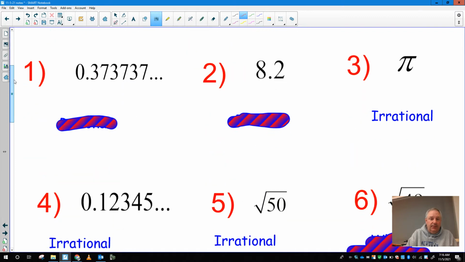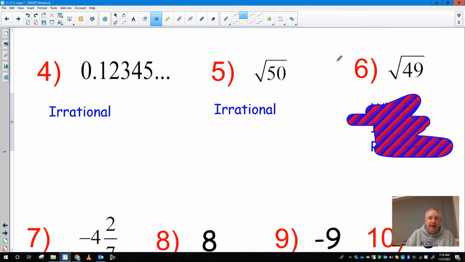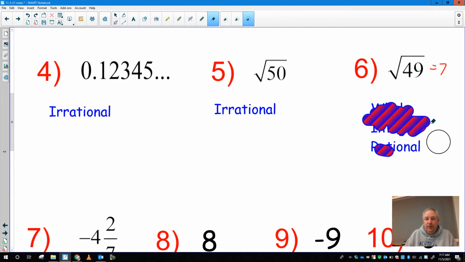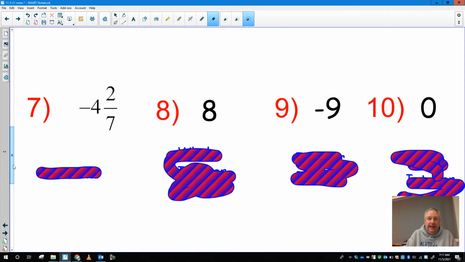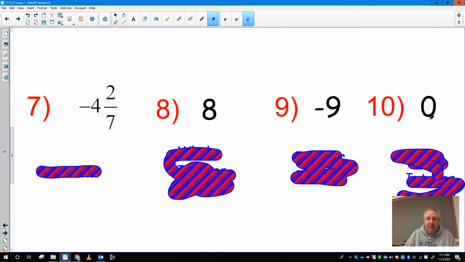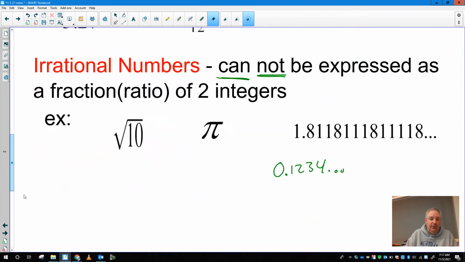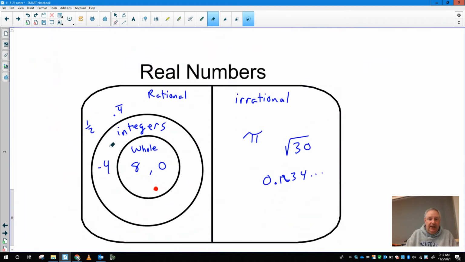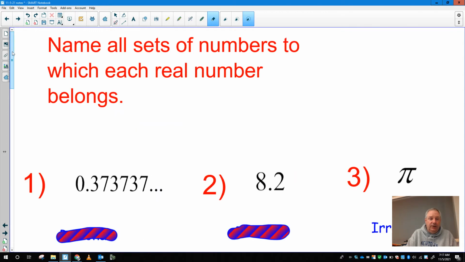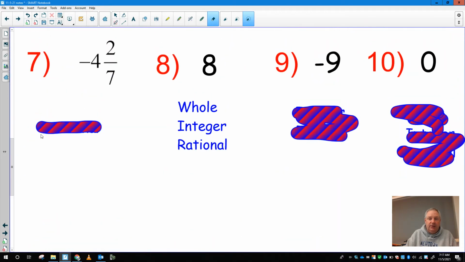So let's find a whole number. The square root of 49 is 7. That's a whole number. So if it's a whole number, it's also an integer and it's also rational. Number 10 would be the same. If it's a whole number, again, it's inside of the whole number circle. One more time, let me go back here. If it's a whole number, it's inside of the integer circle and it's also inside of the rational. So a whole number is always an integer and it's always a rational number.